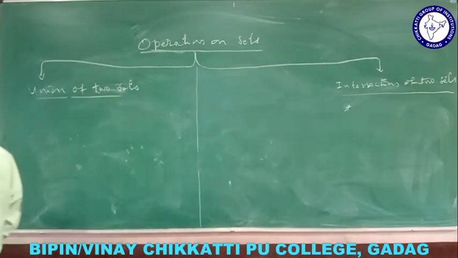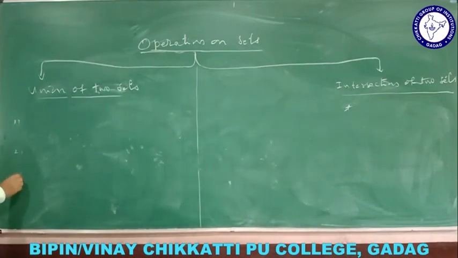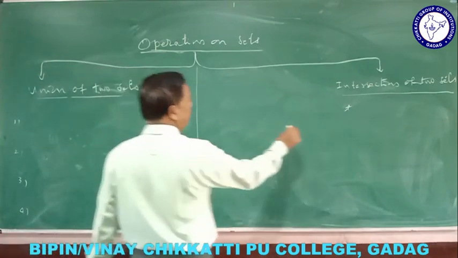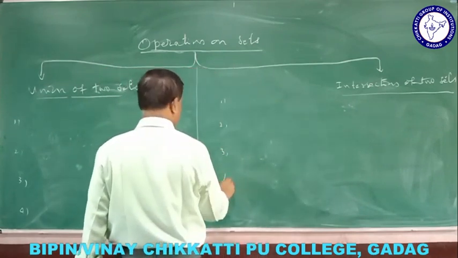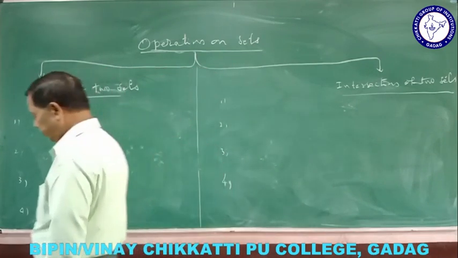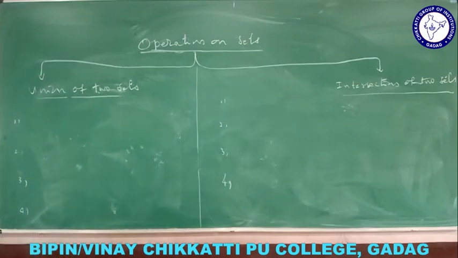First I have to tell all the properties in union, and later on intersection. So why am I giving the comparison? So that you can remember what exactly makes the difference. So look here, these properties may be proved by taking examples, and accordingly you can write it.